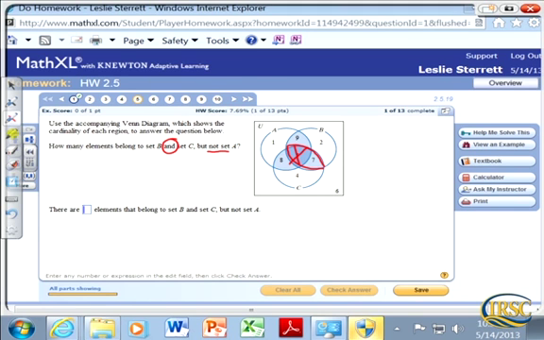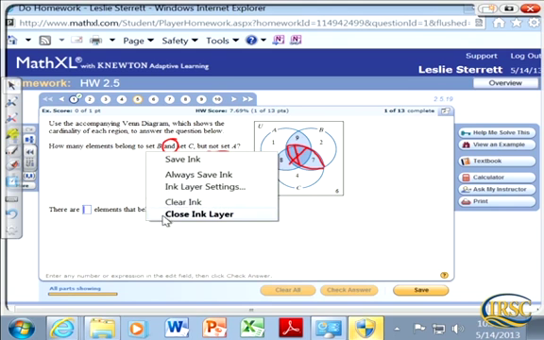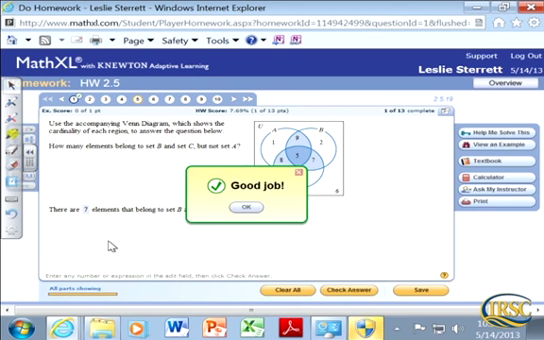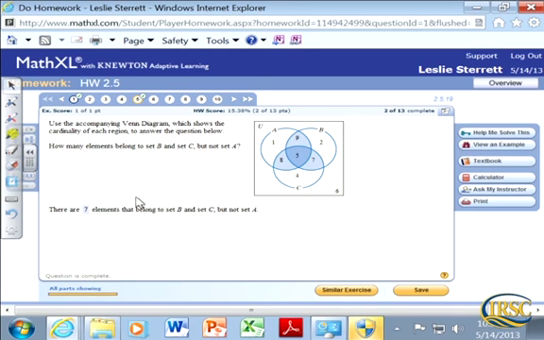So again, remember that and means intersection, only what they have in common, or where the circles overlap, and then eliminate anything they say but not. Okay, so 7, good job. And that's why we're going through these, because they are tough, they're tricky. Students have a hard time wrapping their mind around this stuff.